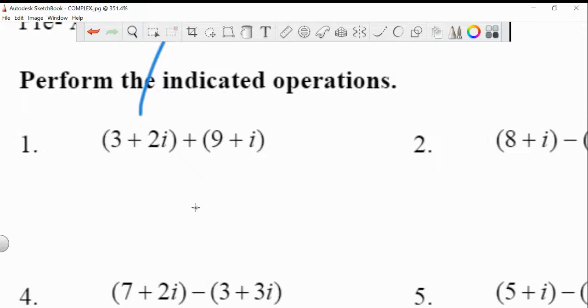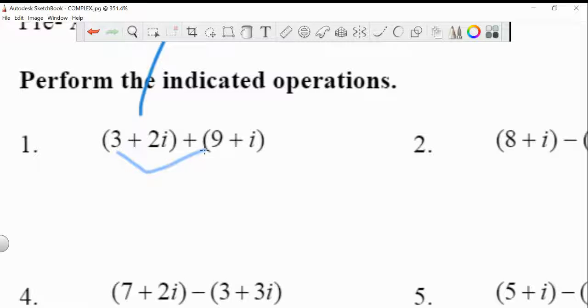Number 1, we need to add these 2 things together. These are 2 complex numbers. And adding complex numbers is really easy. You're going to add the real stuff together. You're going to add the imaginary stuff together. Obviously, you can't add the fake stuff and the real stuff. Or I guess that's backwards. The real stuff and the fake stuff. And so you can't add these 2 together. You can only add these 2, right?